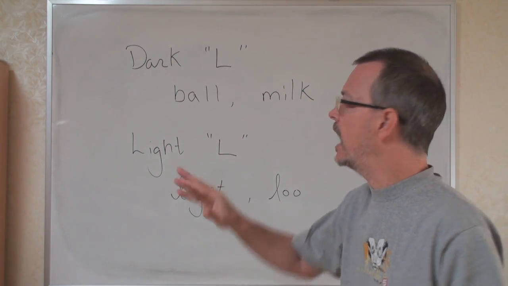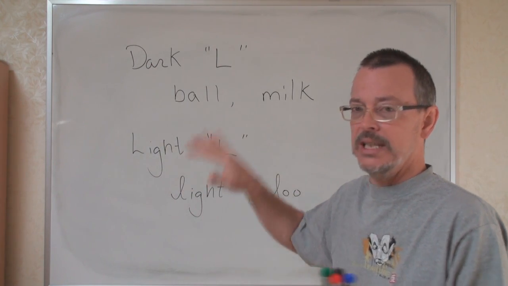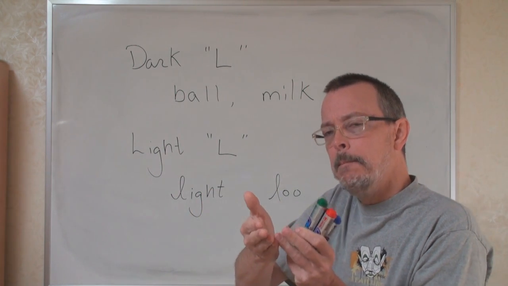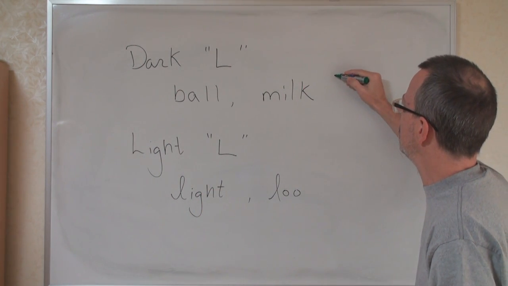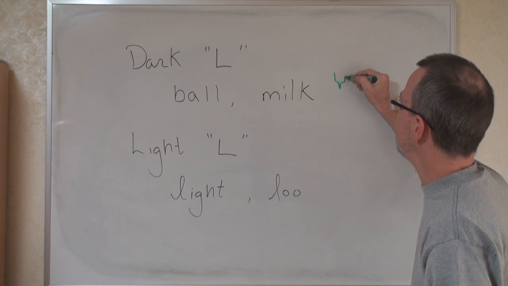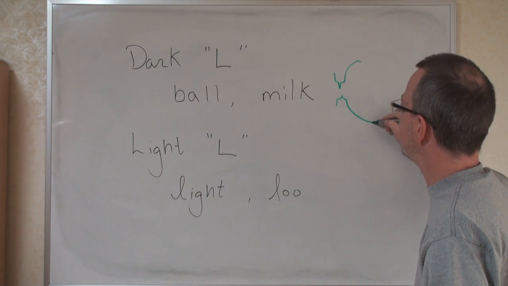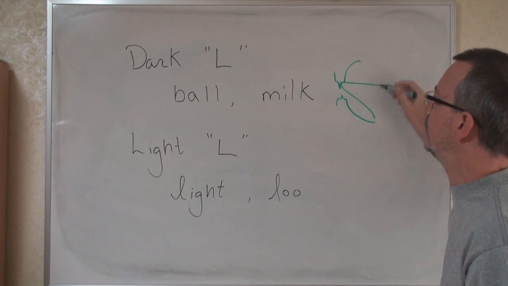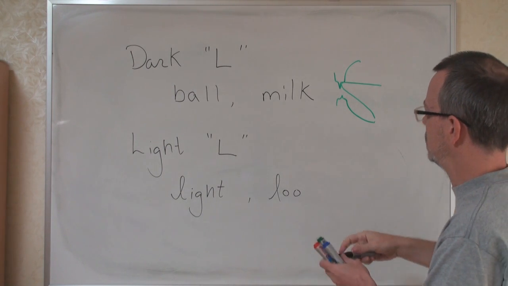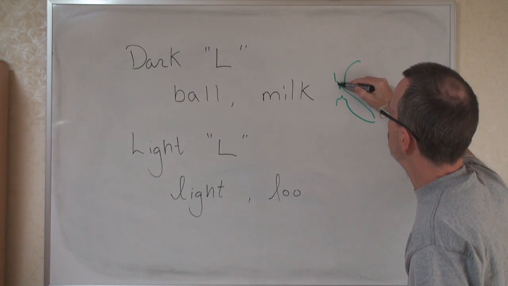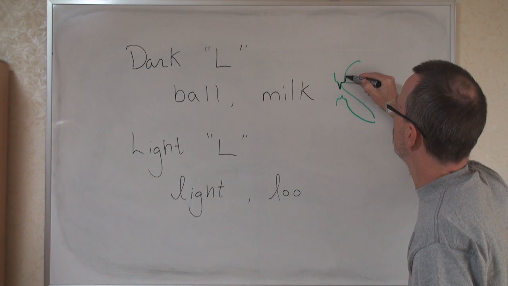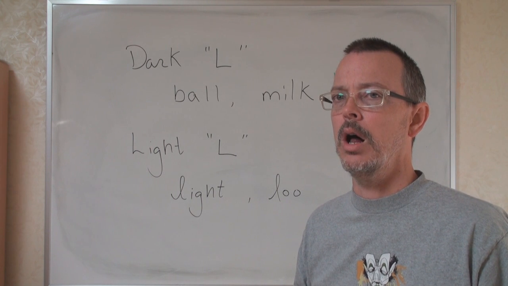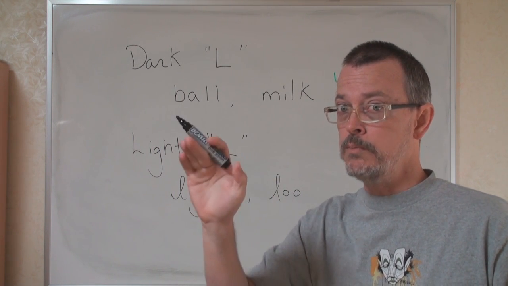Ball, ball. Now, when they do the L sound in this situation, they're putting the tongue behind the teeth. So this is your upper teeth, these are your lower teeth, and the dark L usually goes right there. Once again, it's a heavier sound and the tongue kind of fits in there. Milk, ball. The tongue goes right there.